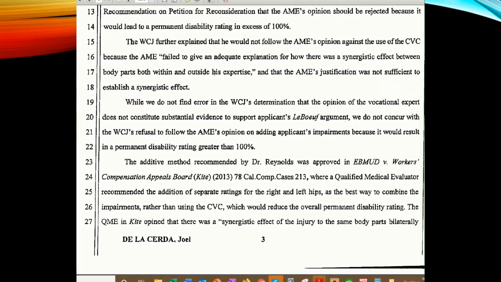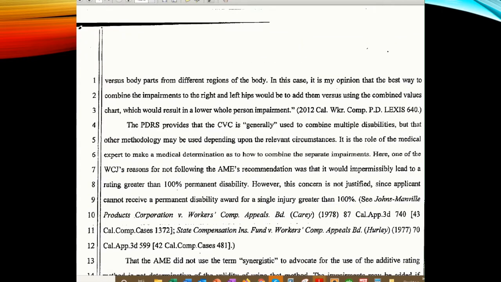recommended by Dr. Reynolds was approved in the Kite case versus East Bay Municipal Utility District, where a qualified medical evaluator recommended the addition of separate ratings for the right and left hips as the best way to combine the impairments rather than using the combined values chart, which has a reductive effect and would reduce the overall permanent disability. The QME in Kite opined that there was a synergistic effect, keyword, synergistic effect of the injury to the same body parts bilaterally versus body parts from different regions of the body.